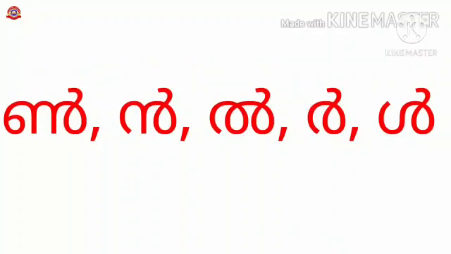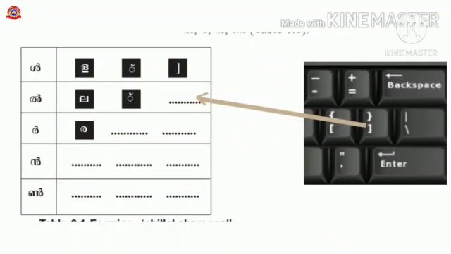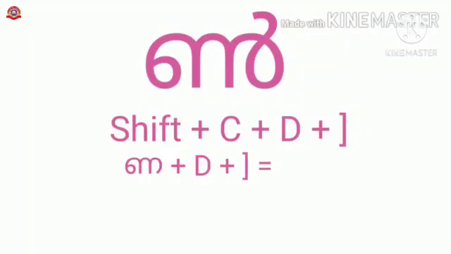Next, we move to another topic, that is chillaksharangal. Here, this key, closed square bracket, is very important. Here, first I type in. How to type in? For that, first type Na. Which letter will we use to type Na? Yes, Shift C. Then type D and closed square bracket.